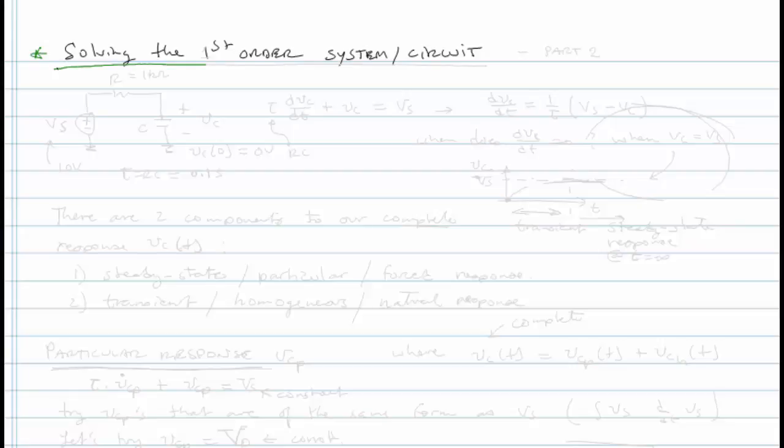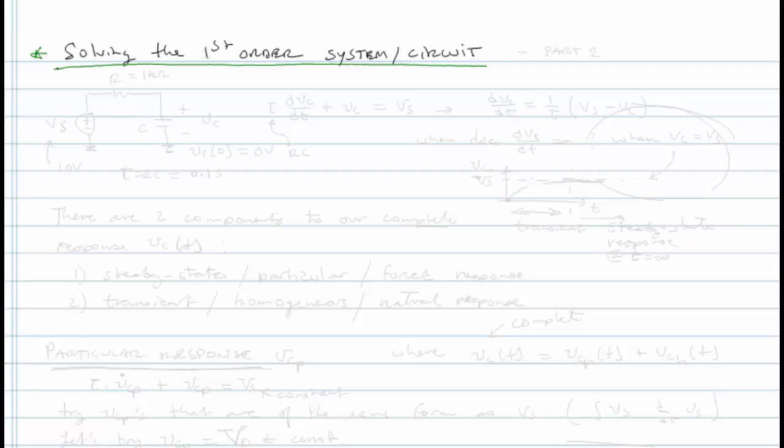This is the second lecture in a series of lectures covering first-order systems and their solutions. In the first lecture, we didn't actually solve or find the solution to any first-order system, but we did formulate the state equation for a first-order RC and a first-order LR circuit. And we also explored how to think about the state equation, how to interpret it.